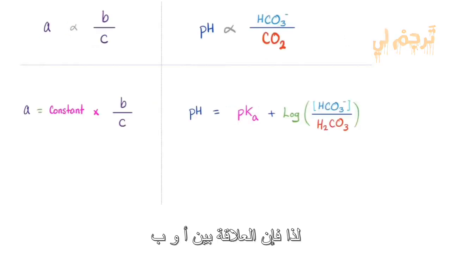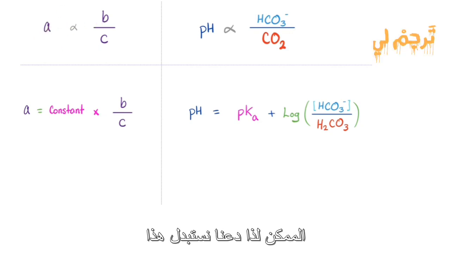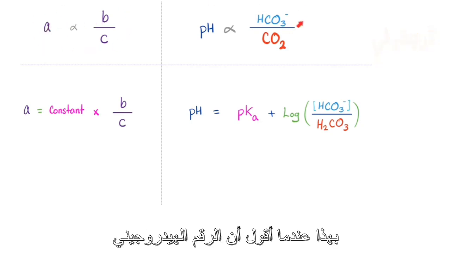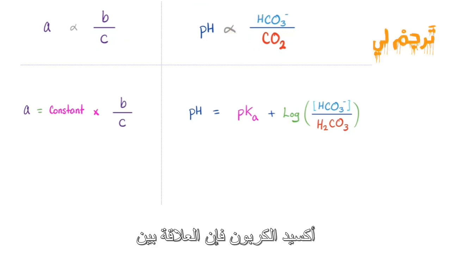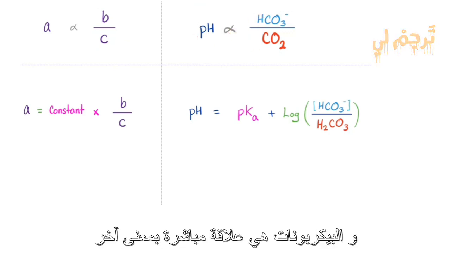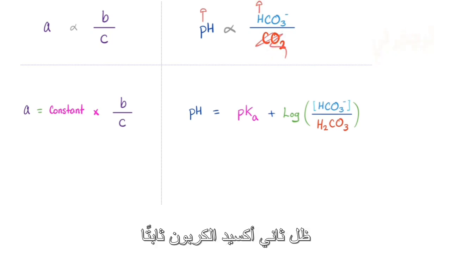So here, the relationship between A and B is direct. Why? Because they are divisible. You can get A over B. It's possible. So let's replace this with this. When I say that pH is proportional to bicarbonate over carbon dioxide, the relationship between pH and bicarbonate is direct. In other words, if bicarbonate goes up, what's going to happen to pH? It's going to go up as long as carbon dioxide remains constant.